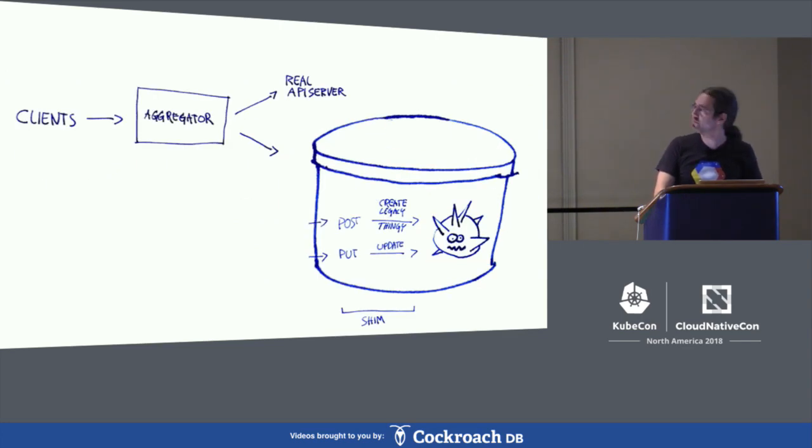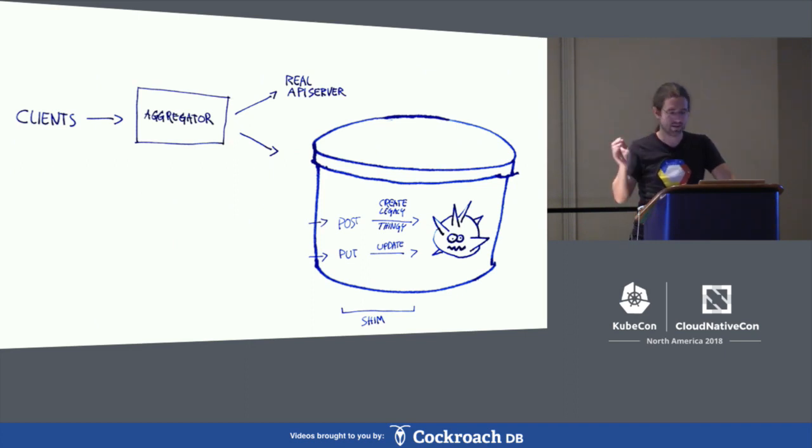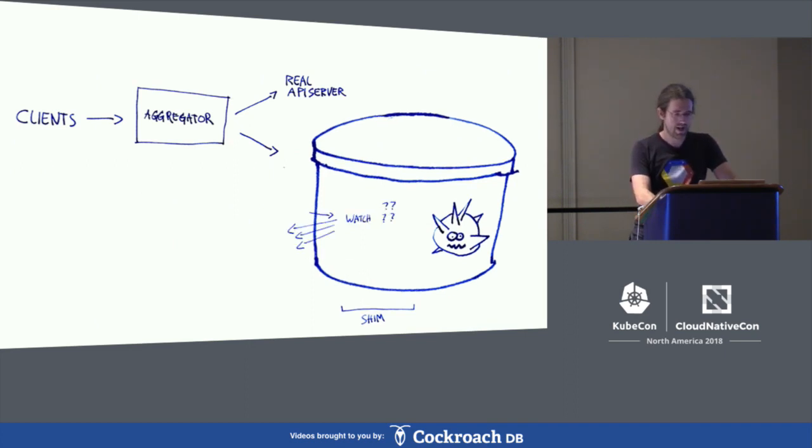So if we zoom in there, it's pretty easy to imagine how you can write a shim to take a POST command and turn it into a create on your legacy system, right? And PUT, GET, LIST, these are pretty easy. It's less easy to imagine how you really implement watch with the correct semantics.